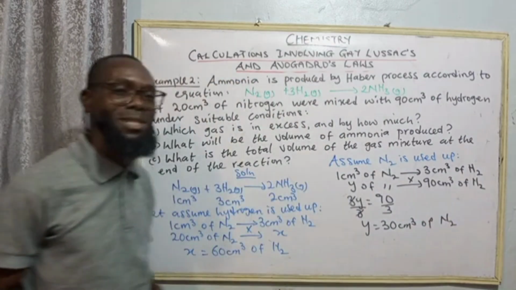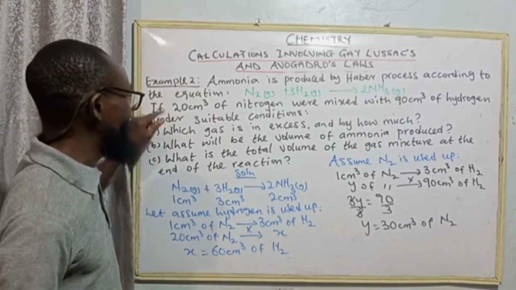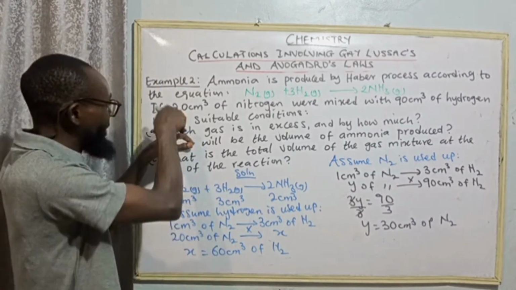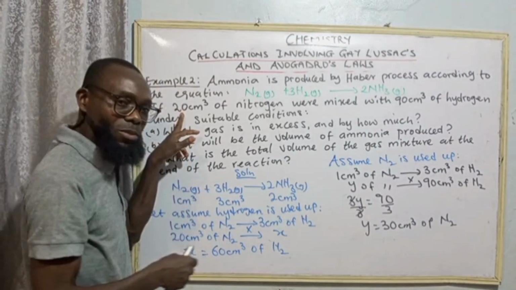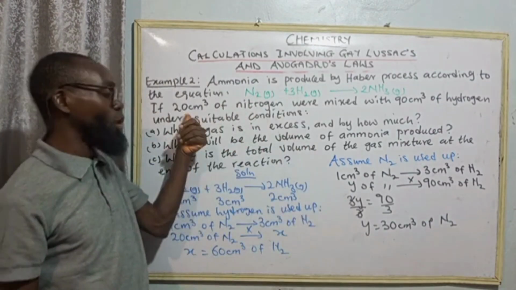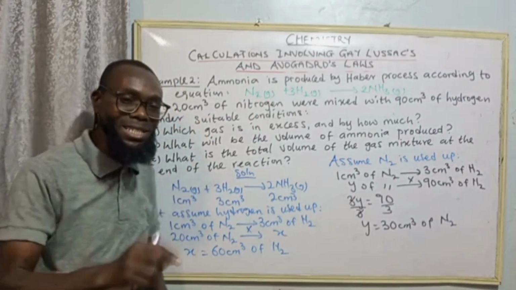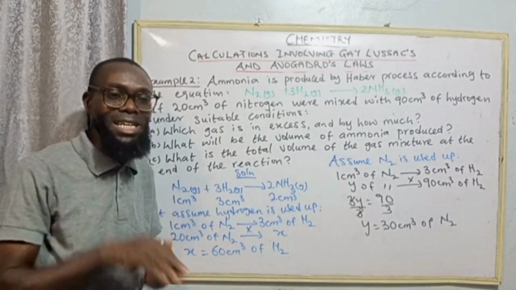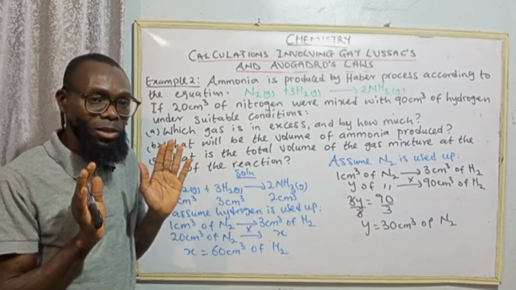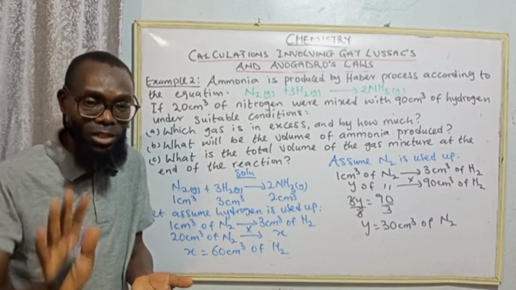My dear students, if you look at this, it is 30 cm cube of nitrogen. And initially, we started with 20 cm cube of nitrogen. Definitely, all these 20 have been used up. Instead of us getting 30, we were given 20. So this nitrogen is called the limiting reagent. So the limiting reagent is that reagent that is used up in that reaction, while the excess reagent is the reagent that remains after the end of the reaction.